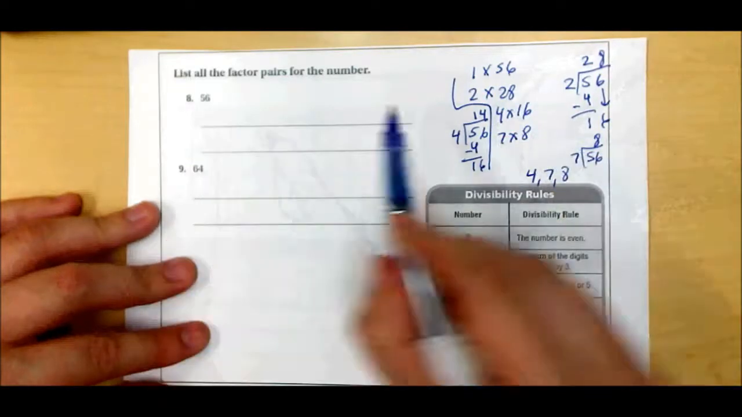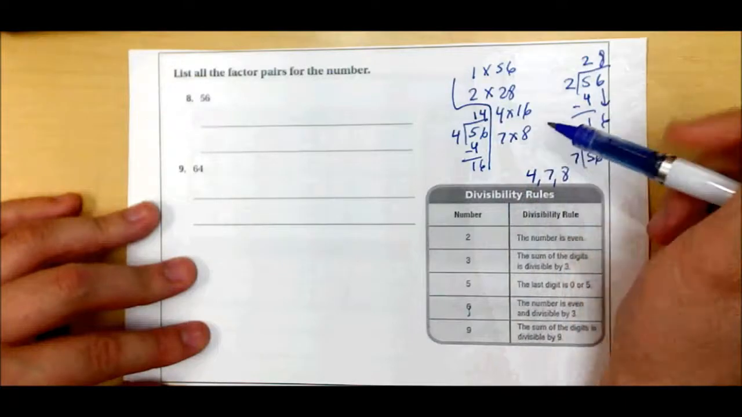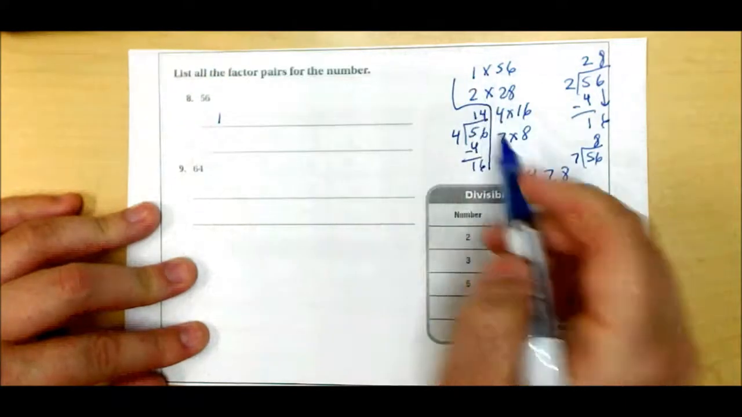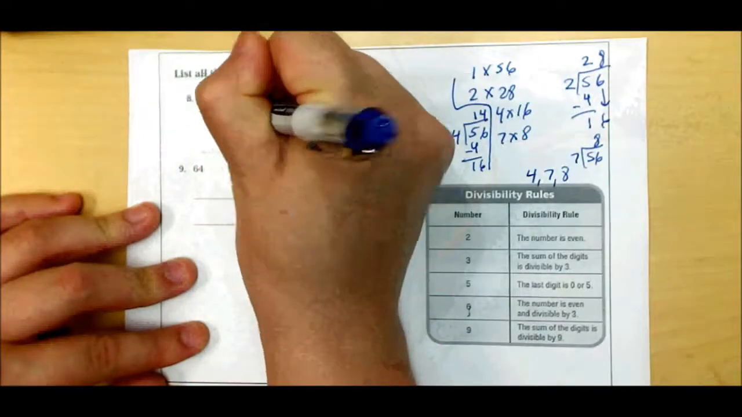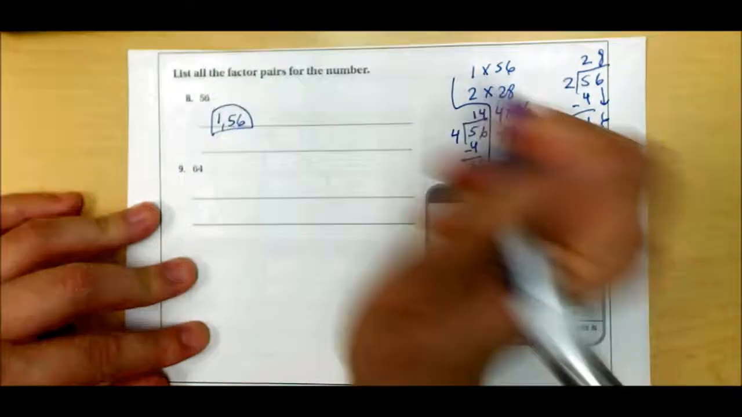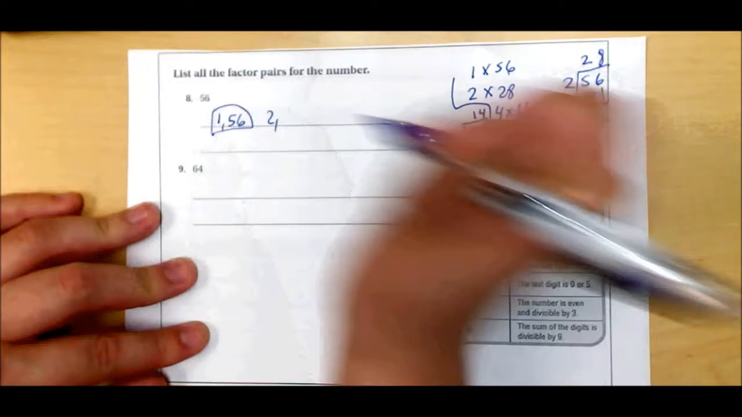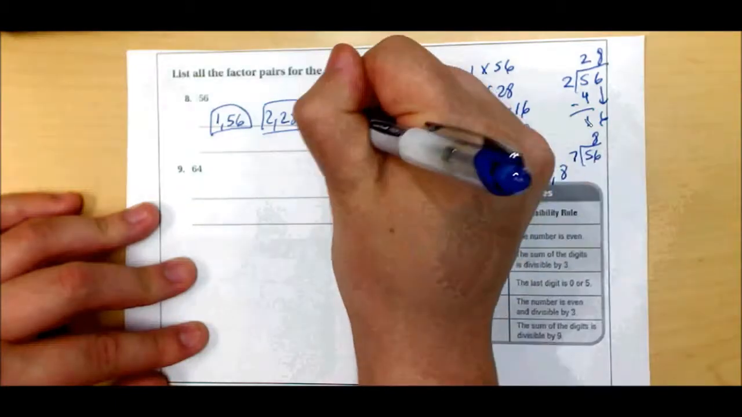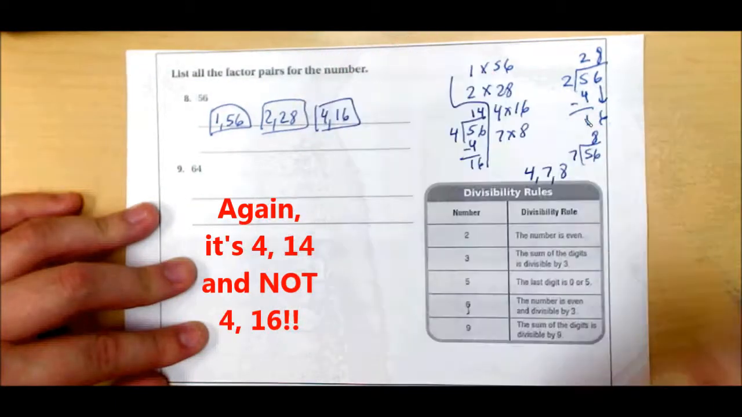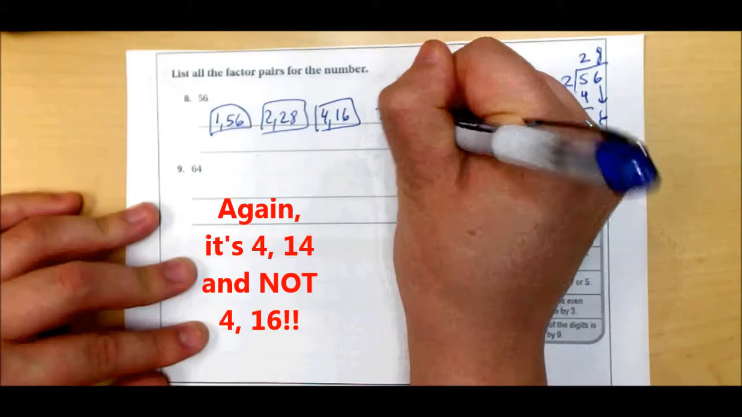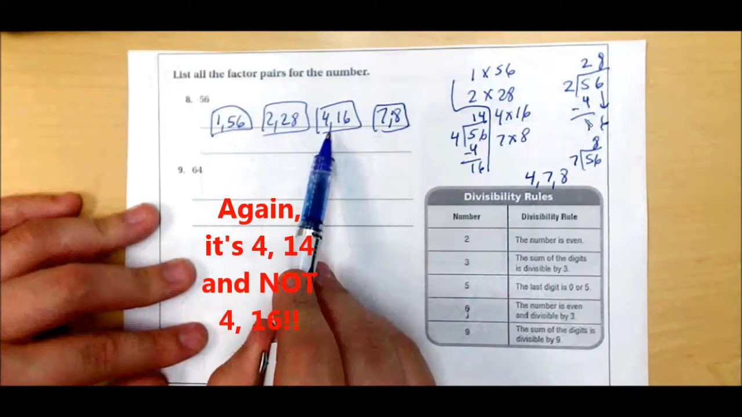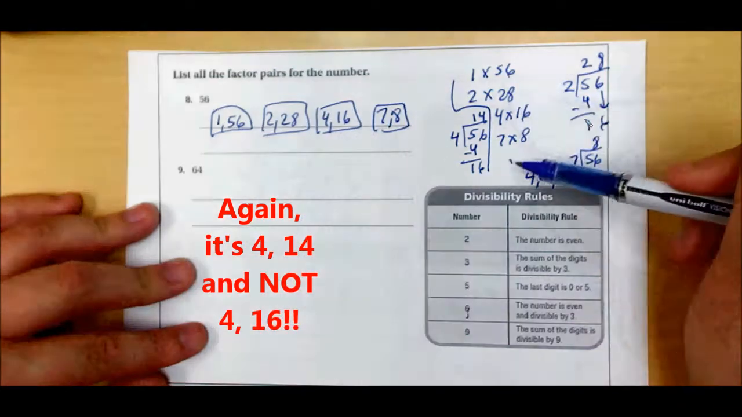So 56 actually has 4 factor pairs. So I'm going to write them here. You can either write them like this, or you can put a comma in between them, but you need to separate them out like this so that you can tell which ones are factor pairs. And 7 and 8. So my factor pairs are 1 and 56, 2 and 28, 4 and 16, and 7 and 8. I got them from here. Okay.